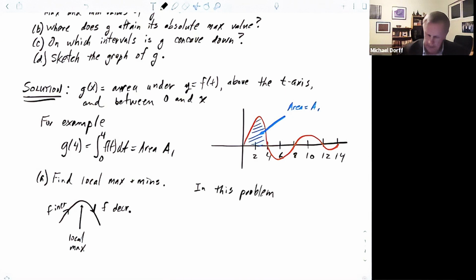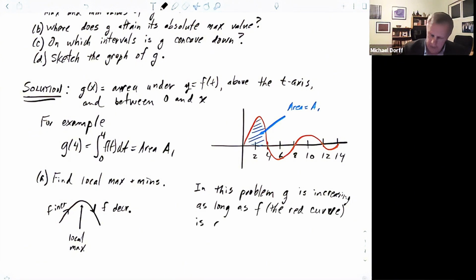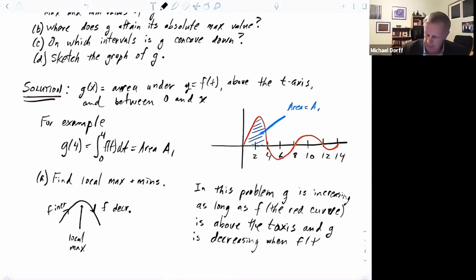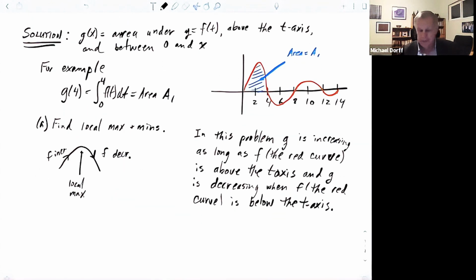So in this problem, my function g is increasing as long as f, the red curve, is above the horizontal or the t-axis, and g is decreasing when f, the red curve, is below the t-axis, right? Why is that? Well, when the red curve is above the t-axis, that means my area is positive, area under the curve, because it's above the t-axis. So I'm adding more area. As soon as the red line goes below the t-axis, my area, I start subtracting that area off, all right?